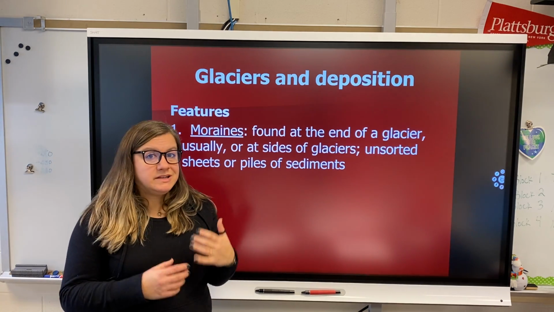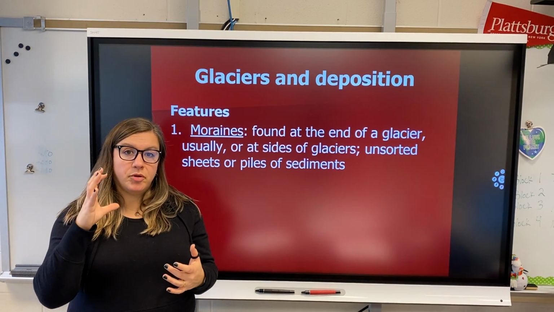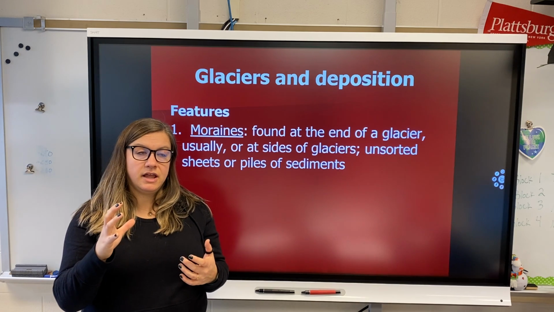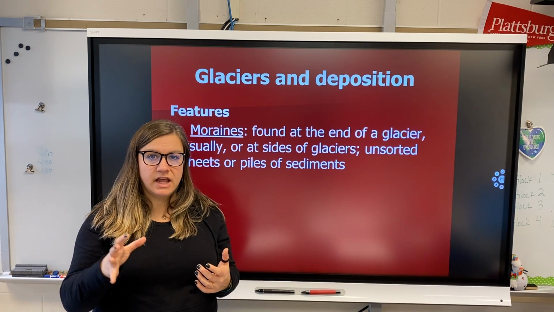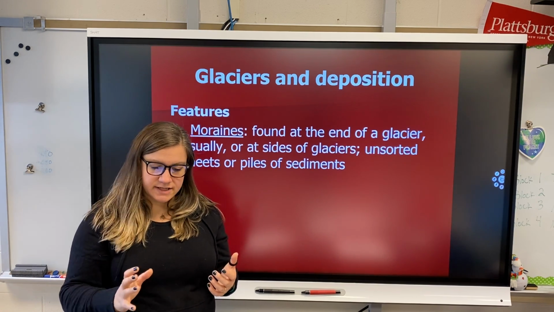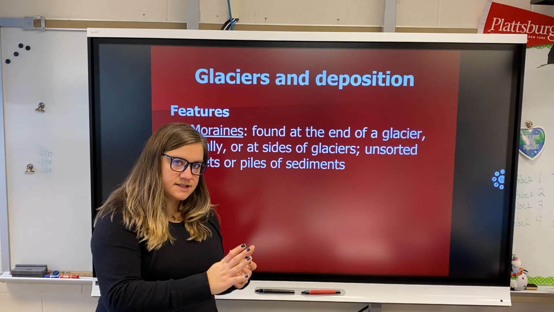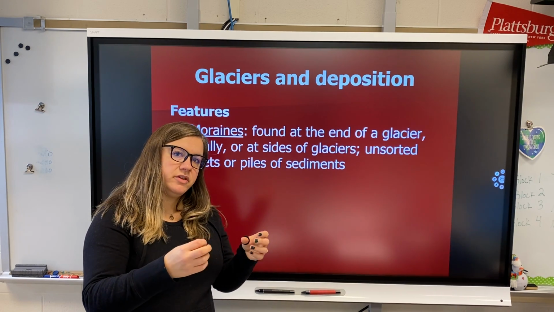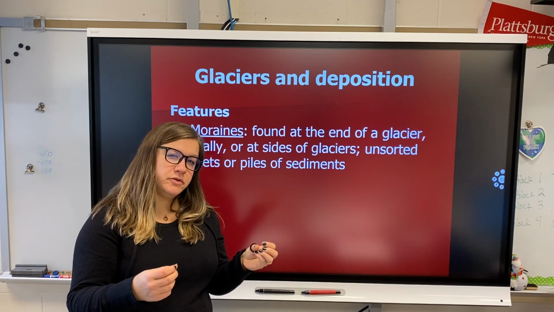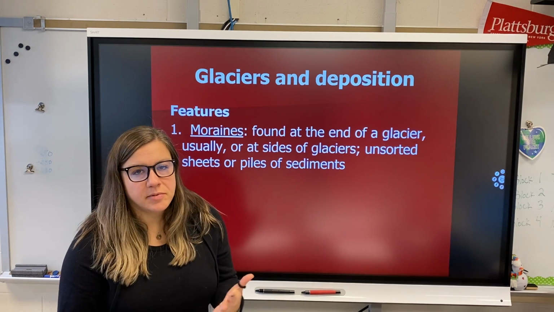A moraine basically is when a glacier acts like a bulldozer. If you've ever been in a sandbox, like when you were a little kid, and you took a block and put it on the sand and then pushed the block, the sand starts to build up in front of the block, just like a bulldozer would. That's exactly what happens with a glacier.